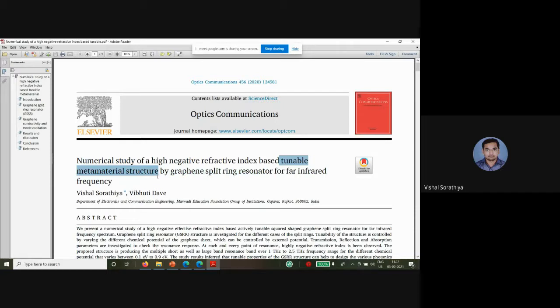So there is a tunable metamaterial structure over there. This person has done some numerical study and derived a high negative refractive index, and over which frequency range, or criteria, is mentioned as far infrared. By looking at that title, you can get the idea of what this paper is about and what it is actually talking about. There are different scientific terms, and according to those terms, you can get different ideas.